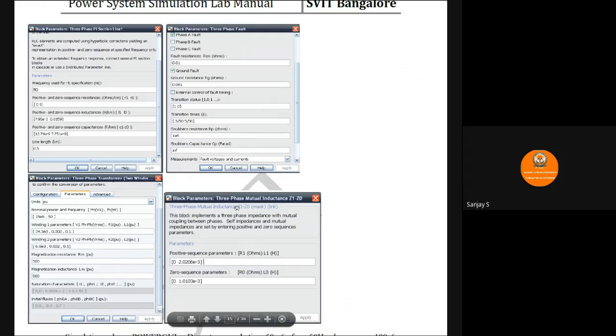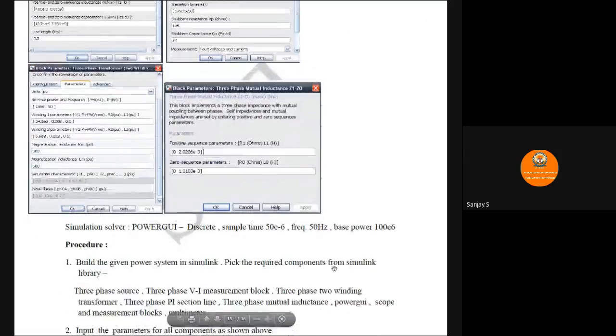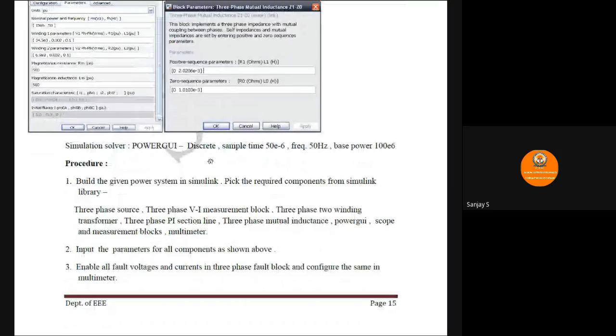Then coming to the last block, three-phase mutual inductance block, Z1, Z0. Here also reactances are mentioned in the problem. Convert them to inductance and enter the values: 2.0206 E minus 3, 1.0103 E minus 3. So enter all these values, just say OK. And the simulation solver that we are going to use here is Power GUI discrete simulation. Sample time that you have to configure on the Power GUI block is 50 microseconds, 50 hertz. Base power as per the given data, 100 megawatts. So this has to be built, and please run the simulation and observe the results.